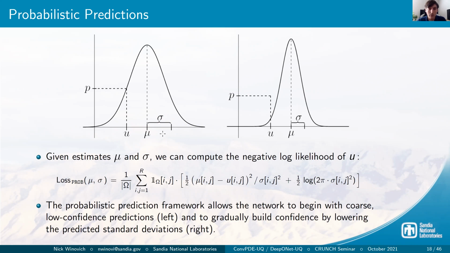What this allows the network to do is to begin with somewhat coarse, low-confidence predictions, and over time build confidence to attain higher likelihoods and therefore lower losses at the end of training. And we actually see that this does occur.